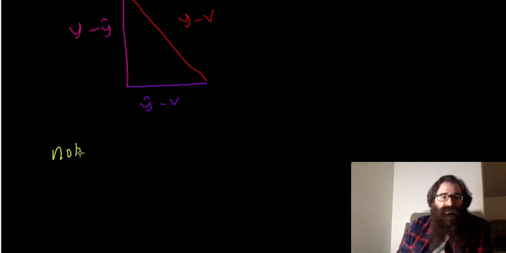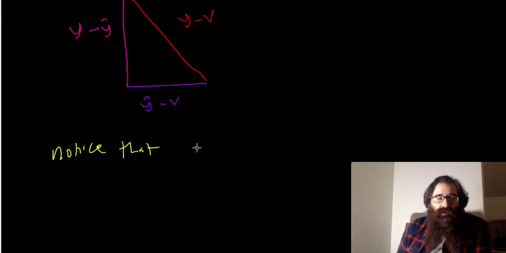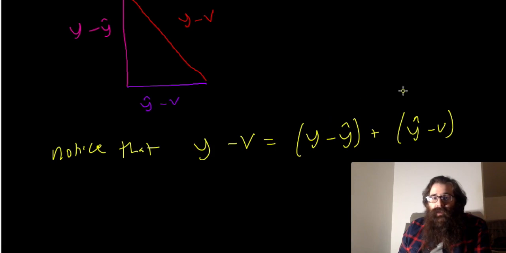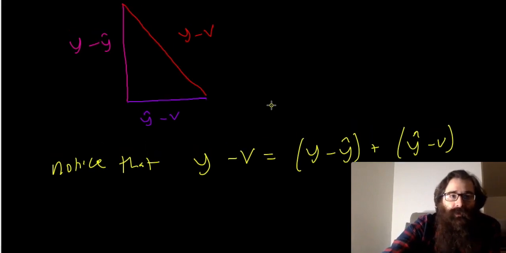We'll say notice that y minus v is equal to y minus y hat plus y hat minus v. And this is true literally. Negative y hat plus y hat cancels, so I'm left with y minus v is equal to y minus v. So this is true.